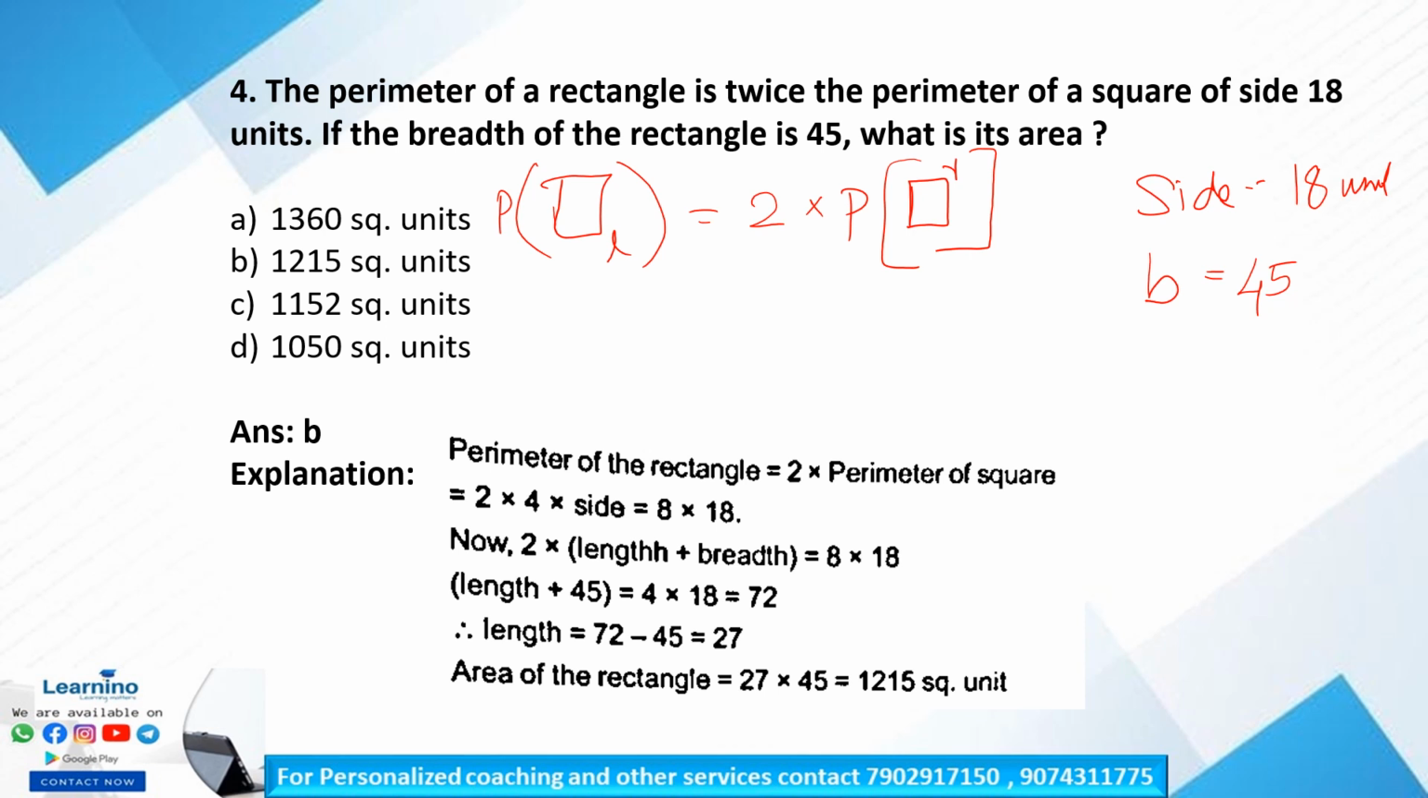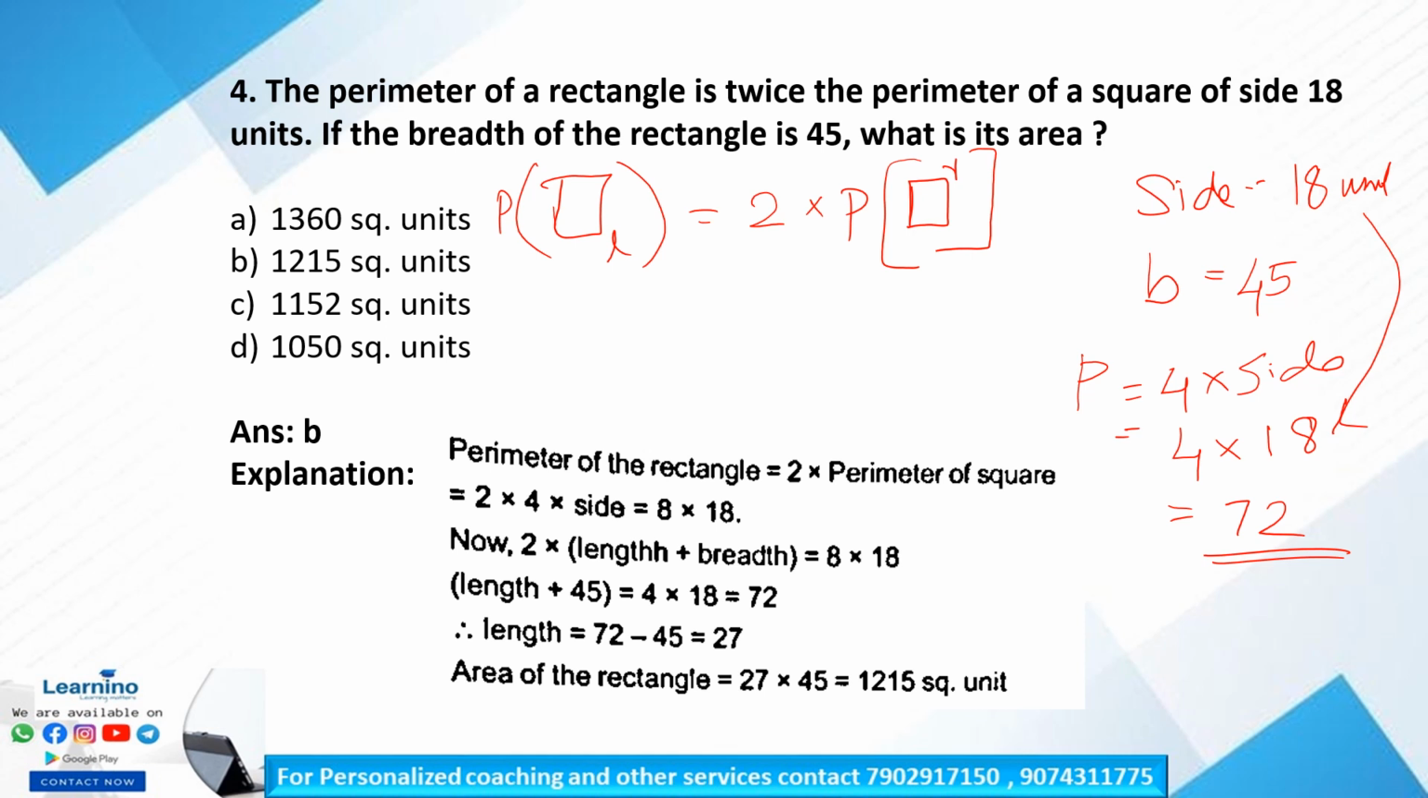So what is the perimeter of the square? Perimeter of the square is equal to 4 into side. We have given the side is 18, so 4 into 18. Is it clear? So 4 into 18 is equal to 72. Let it be here. So our question is, we have given the perimeter of the rectangle is equal to twice the perimeter of the square, right?